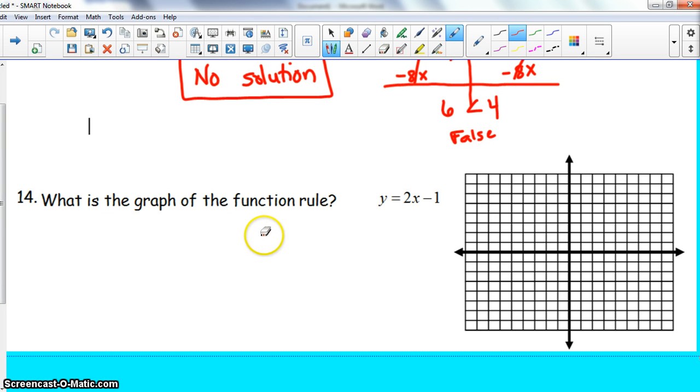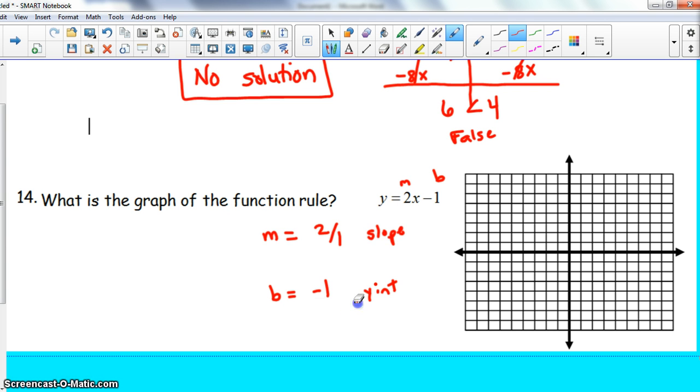Number 14 says, what is the graph of the function rule? Before we graph anything, we always have to make sure y is by itself, and y is by itself. So then we need to determine what m is, which is your slope, and what b is, which is your y-intercept. m is always the thing connected to the x, and b is always out to the side. So m is 2, or 2 over 1, and b is negative 1. This is your y-intercept, and this is your slope.